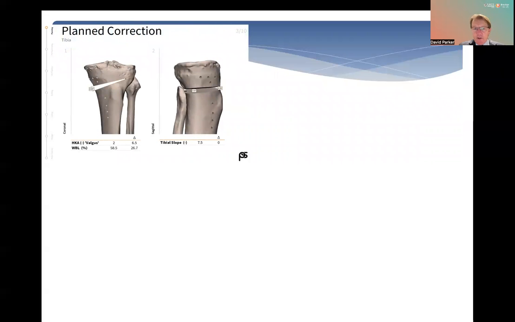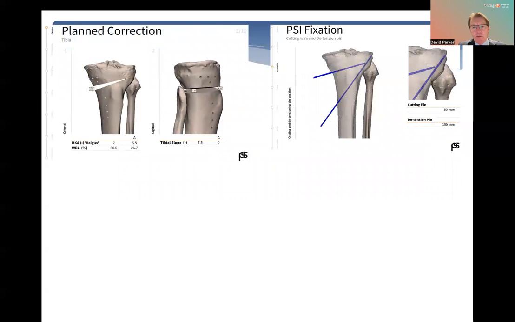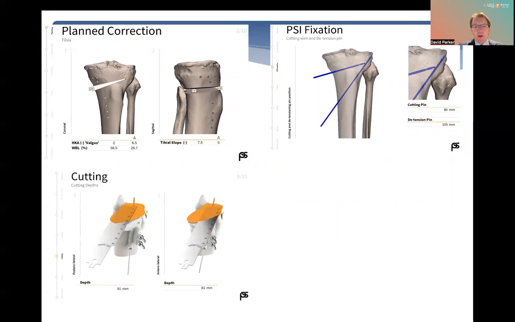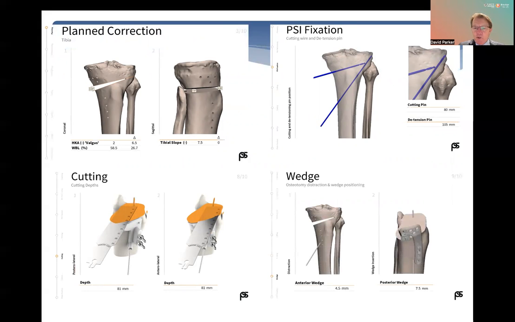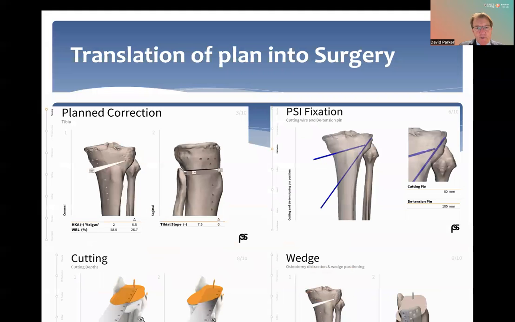And the information that the surgeon will get will be the pre and post-operative alignment, the pin position that they can correlate to the fluoroscopic pictures during the procedure, the depths of the saw cut, and also the screws, and then also the wedge size anteriorly and posteriorly. So it gives a lot of information that the surgeon can double check during the procedure, just to make sure that we're achieving an accurate procedure.